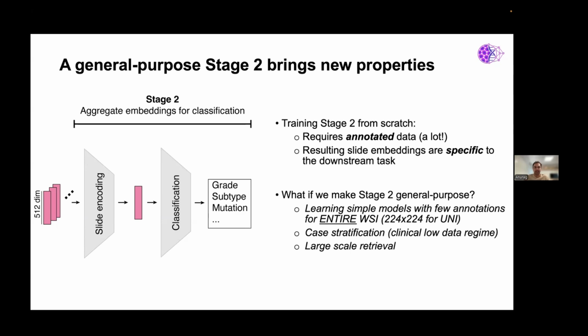So in very layman terms, this is taking the approach of something like UNI, but increasing its image dimensions from 224 pixels by 224 pixels to the entire humongous whole slide image. And what this will allow us to do is really operate on datasets which have inherently very, very small examples. For example, case stratification and prognosis predictions, these tasks, because it's very hard to collect data on outcomes, inherently there are going to be very small datasets. So let's talk about how can we make stage 2 general purpose.